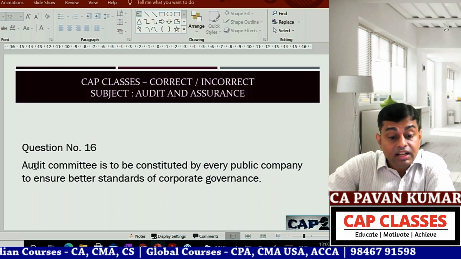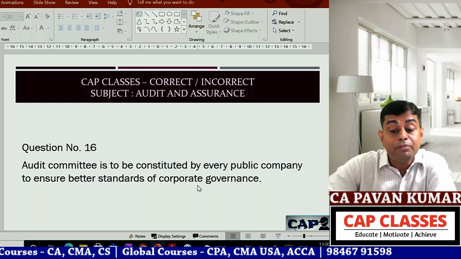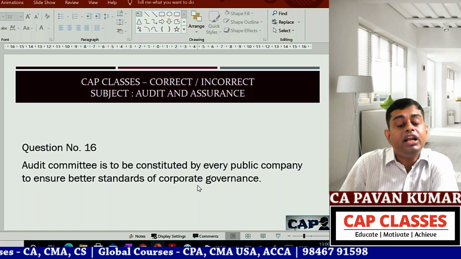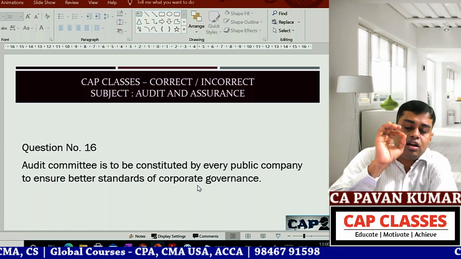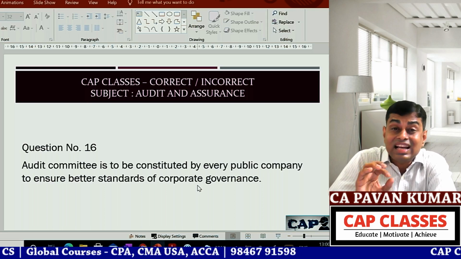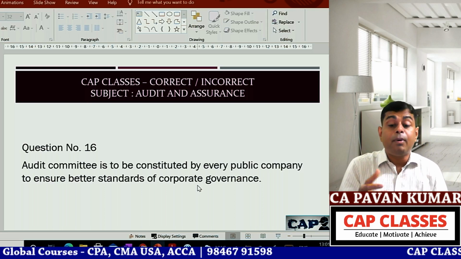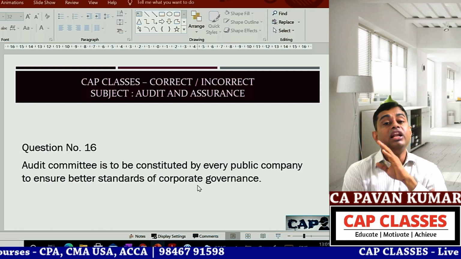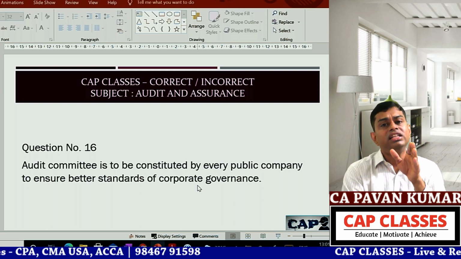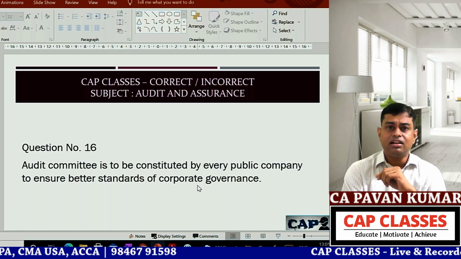Question number 16, an audit committee is to be constituted by every public company to ensure better standards of corporate governance. Use your common sense, okay? Corporate governance is a concern where public money is involved. Reliance Industries, 1 million shareholders are there. Corporate governance is a concern, isn't it?